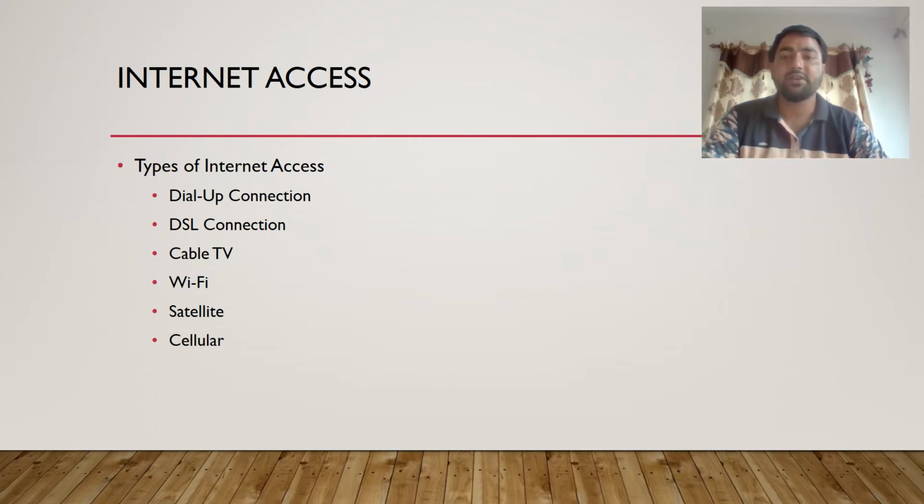Then comes Wi-Fi. Wi-Fi is a wireless fidelity network which provides wireless connectivity to different devices within the range of a specific wireless router. The devices which are in the range of the router can have access to the internet through the wireless mode.